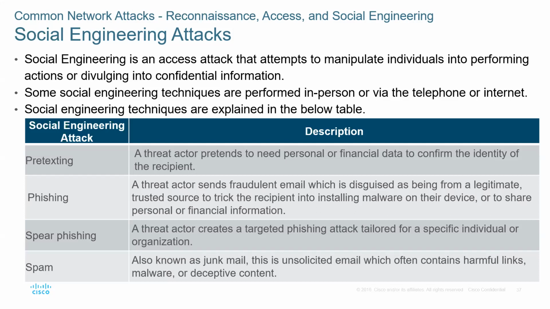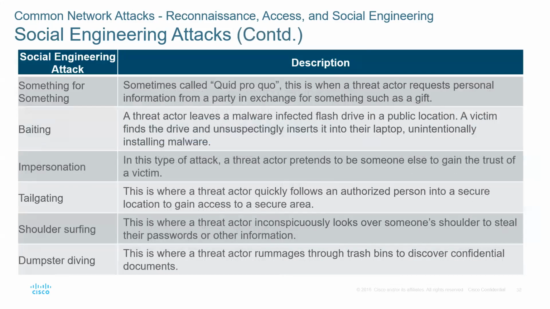Your spam, otherwise known as junk email, is just unsolicited email that often contains harmful links, malware, or deceptive content. Something for something, these are often your quid pro quos. These are where the threat actor requests financial or personal information from a party in exchange for something such as a gift. You also have baiting, in which a threat actor will leave a malware-infected flash drive in a public location. So you put a nice shiny 32 gig or 128 gig drive out in the parking lot, wait for that victim to find that drive, insert it into their laptop, unintentionally installing malware.